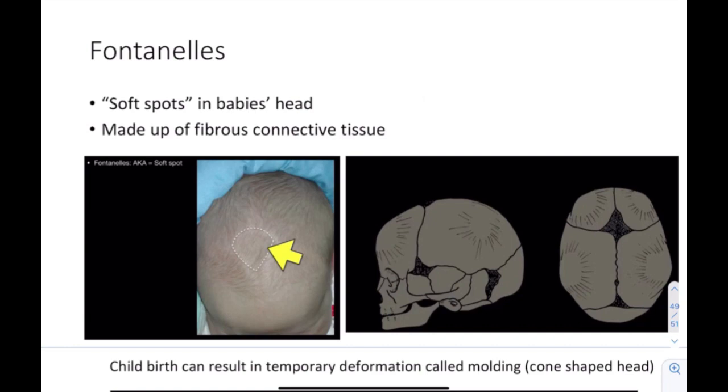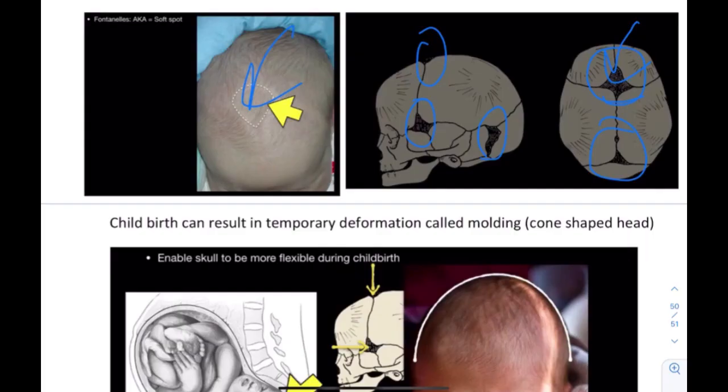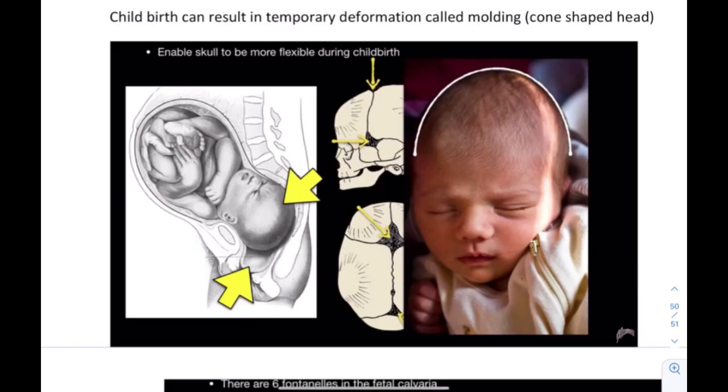Okay, let's talk about something called fontanelles. The fontanelles are soft spots in the baby's head. It's made up of fibrous connective tissue. So all these things right here are the fontanelles. For example, here we have the anterior fontanelle. Here's the posterior fontanelle. So all these spaces here are the fontanelles, and they are important to enable the skull to be more flexible during childbirth. Because as you can see, the baby's head is very big and the birth canal is relatively small.